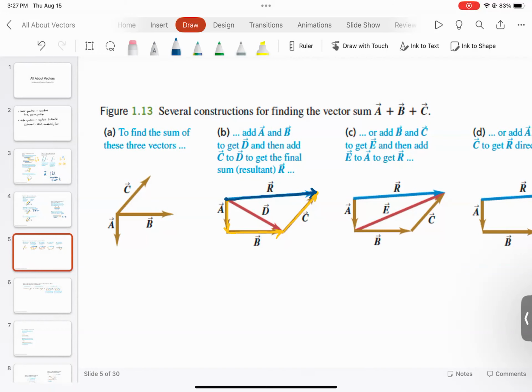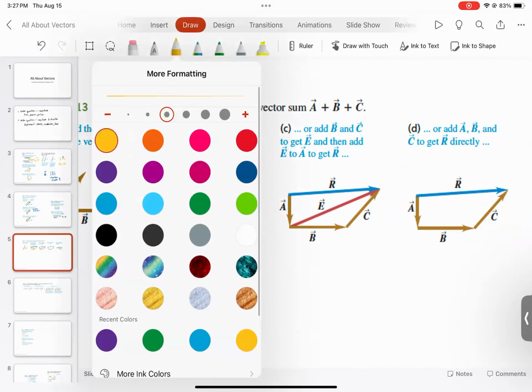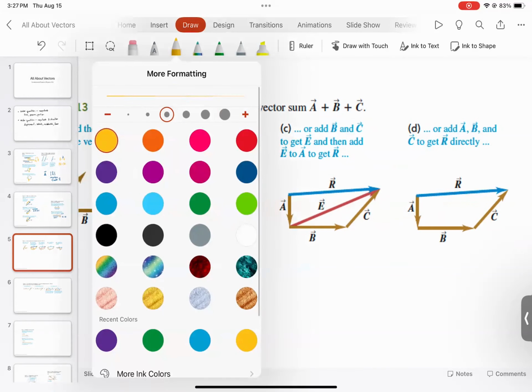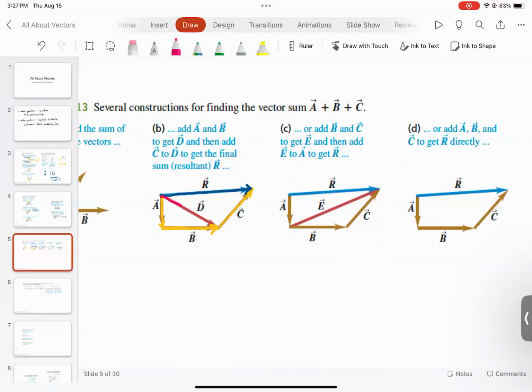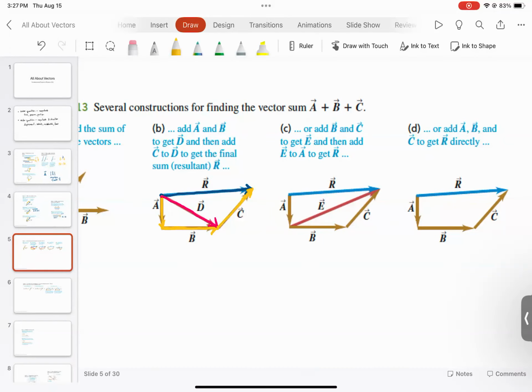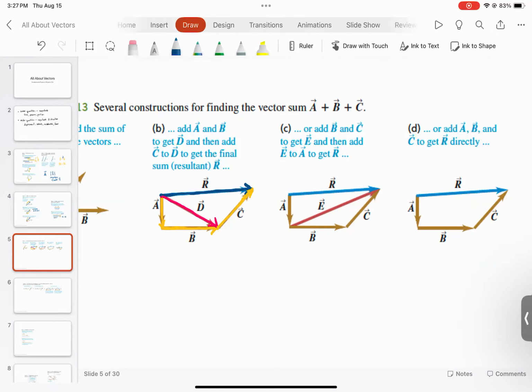Of course, you can also add them in a sequence, which is what's shown in this figure. Here in the figure, what was done is, first vector A, and then vector B, and then their sum is described by vector D. Now, if we add vector D, which is the sum of A and B, to vector C, what we get is this vector. So that's the resultant vector.